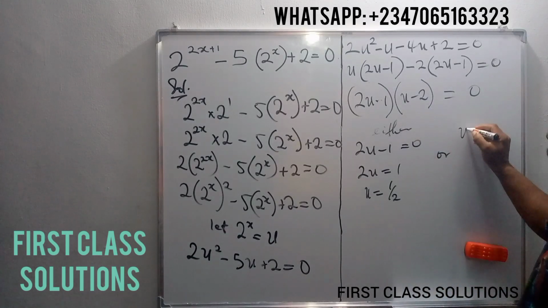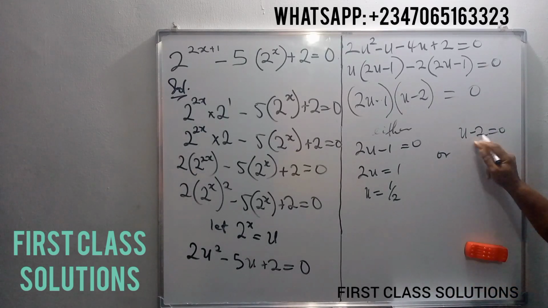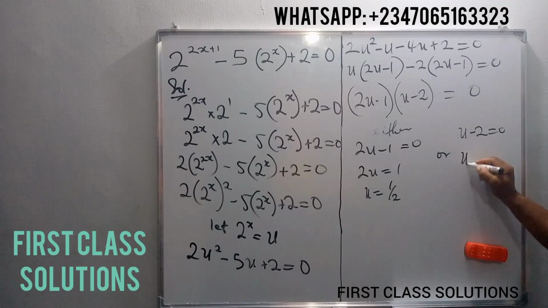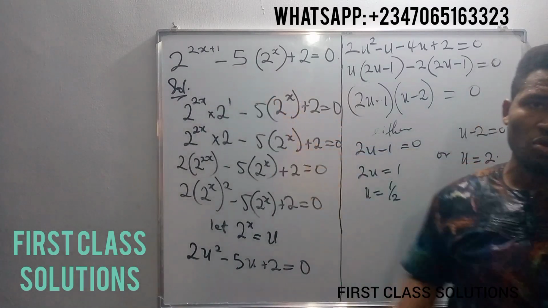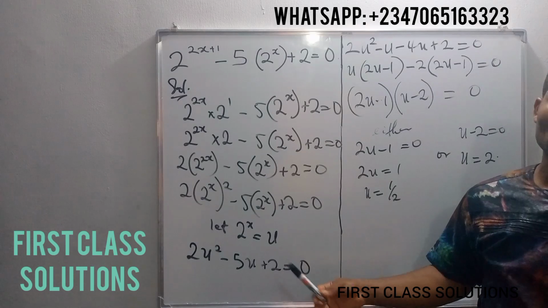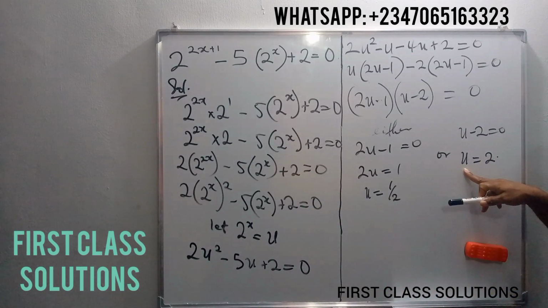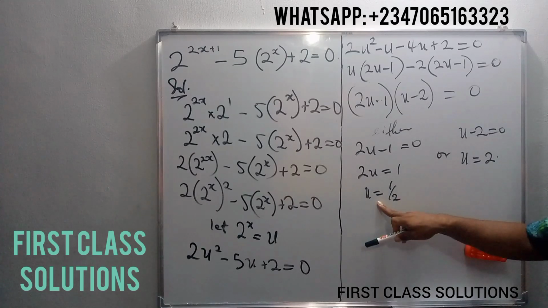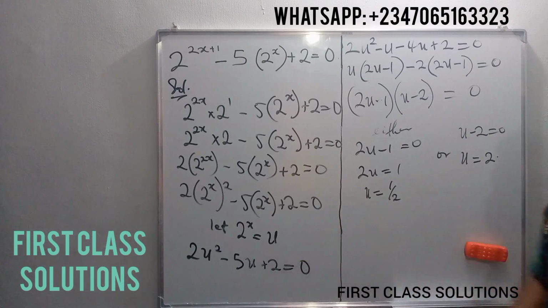Or u minus 2 being 0 implies that u, taking minus 2 to the other side, is equal to plus 2. But mind you, we are not looking for u originally. We have x as the unknown in our equation. We replaced 2 power x with u so that it would be simpler for us to solve further, factorize, and get the value of u to replace later. Now I've gotten the value of u to be 2 and also 1 over 2. So bringing back the value of u that we initially replaced as 2 power x.